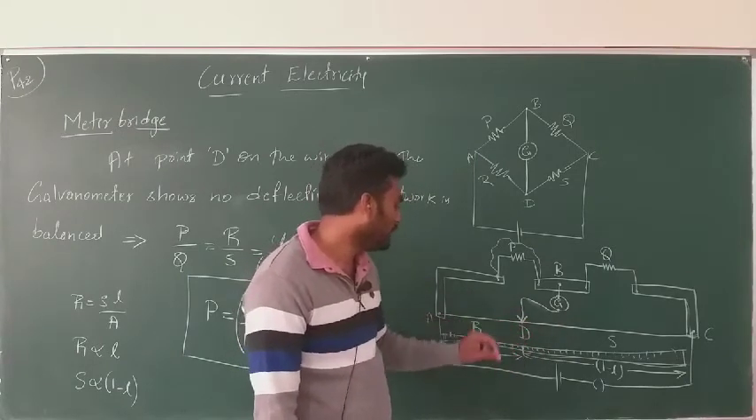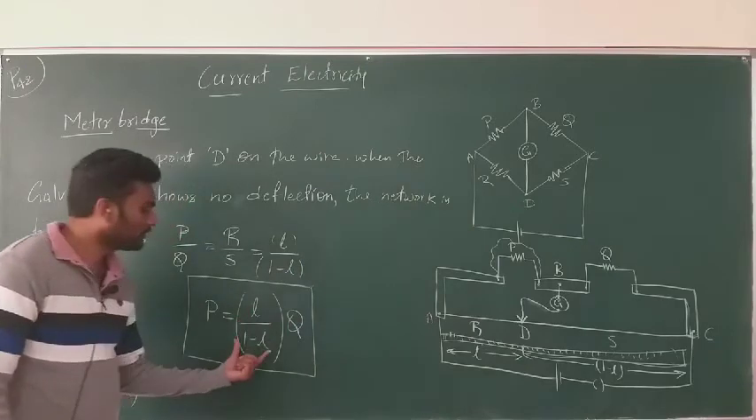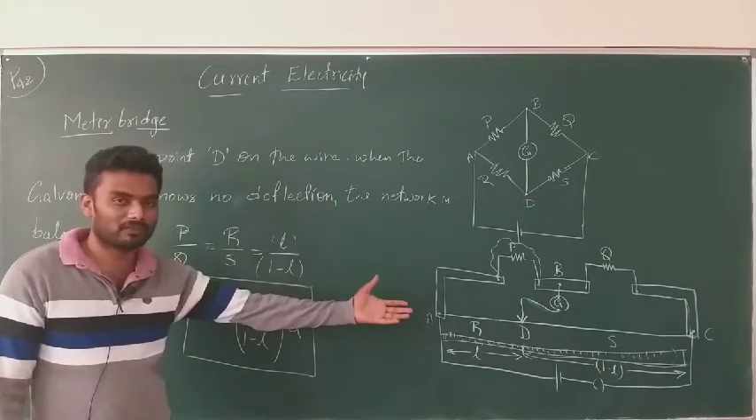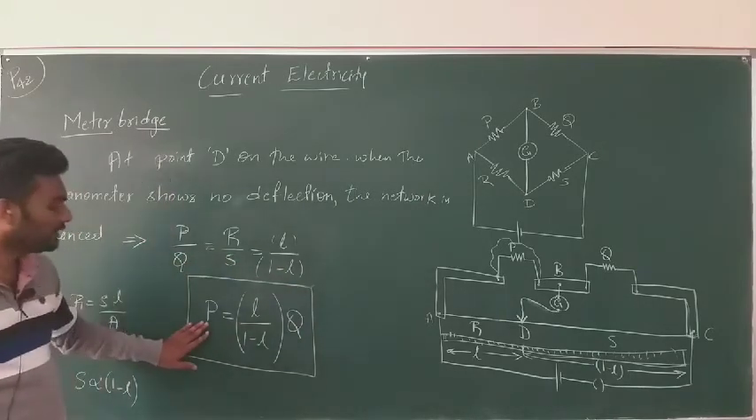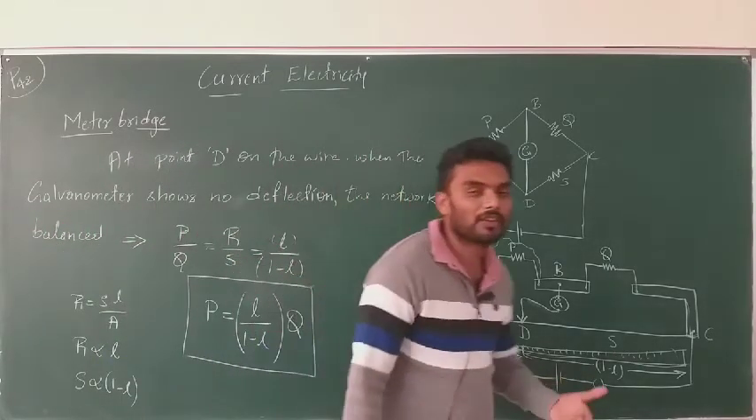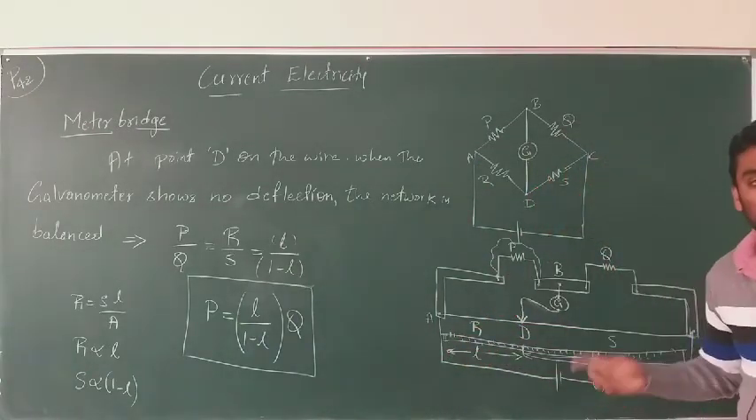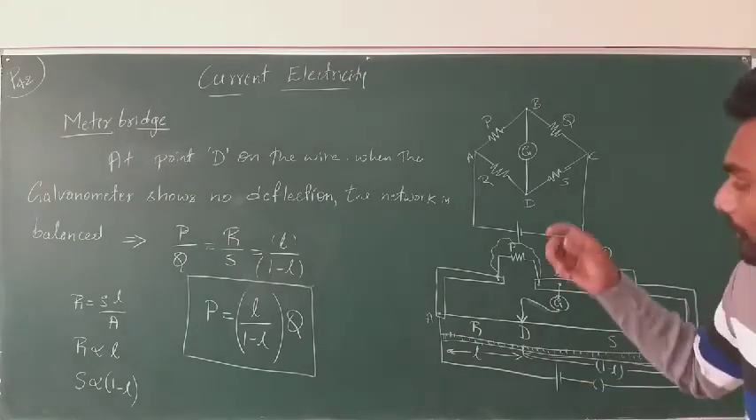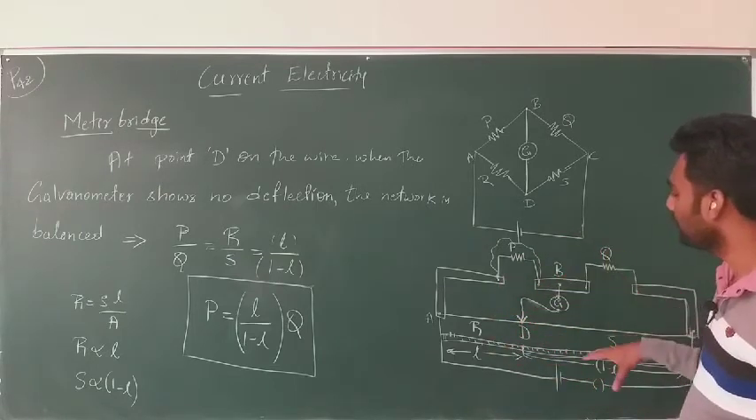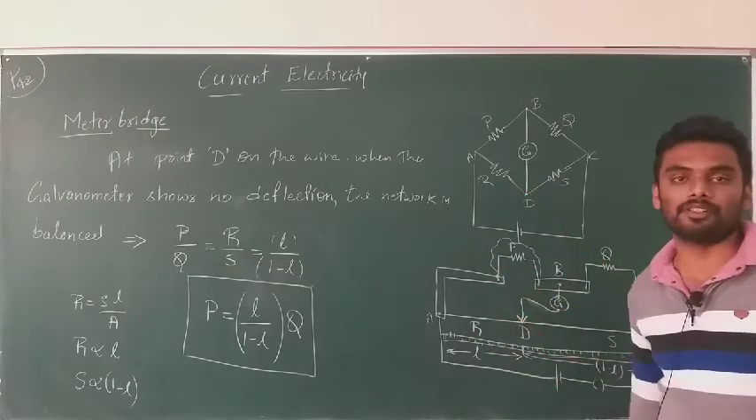Once we have the point D, we can easily get AD. AD itself is L. So L we can get, 1 minus L also we can get. Q is standard that we will fix: 5 ohm, 10 ohm, 20 ohm, whatever we want. And we can get the resistance of a wire using this apparatus, the meter bridge. Clear with this? Very easy. We will actually do the same experiment in our lab, and then you will get to know the practical things of it. But now this is the entire theoretical part of the meter bridge.